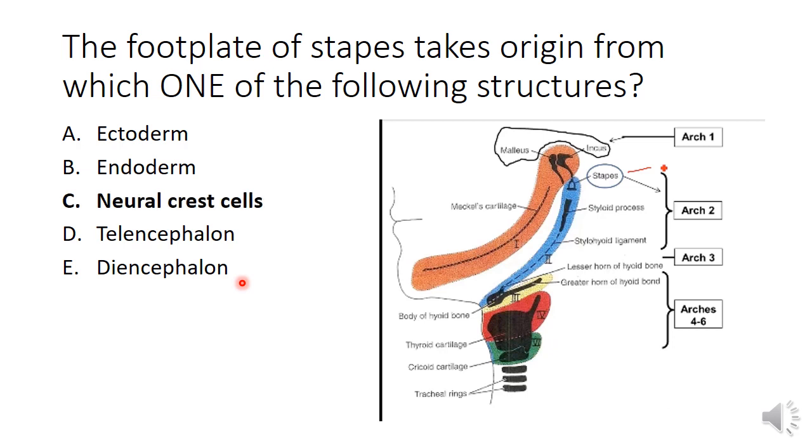It is arising from the neural crest cells. Okay, so the footplate of the stapes has its origin from the neural crest cells. There is a line regarding this in the latest Langman's Embryology. Okay, so the question is taken from that aspect. So the neural crest cells is the one which should give rise to the footplate of the stapes.